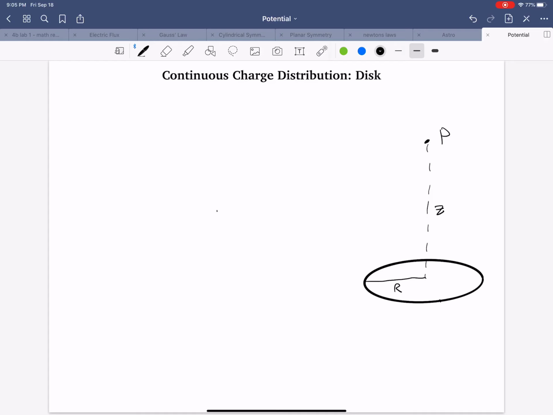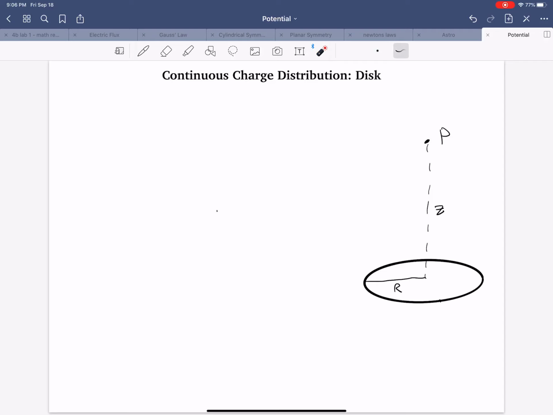So in this example, we want to find the electric potential at a point P, which is a height of z above the center of a uniform disk of charge. Even though it looks like a ring, just know that it's a solid, very thin disk. It's of negligible thickness.